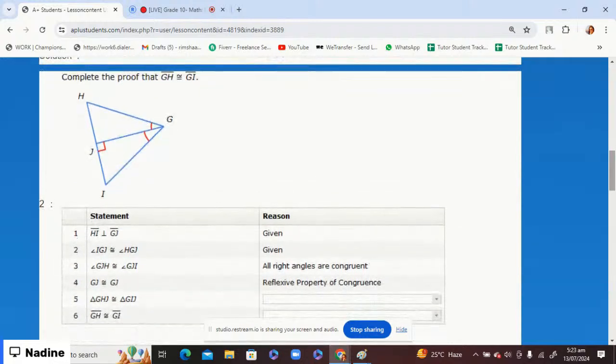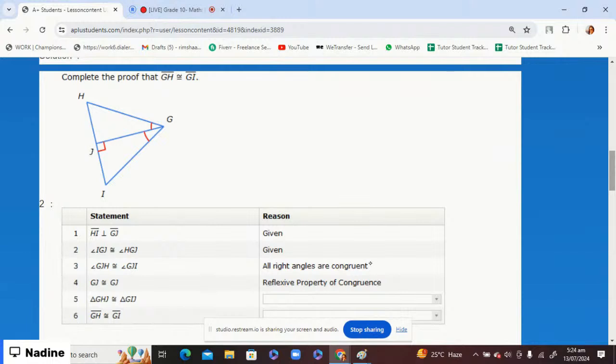Complete the proof that GH is congruent to GI. The first thing given is that HI is perpendicular to GH, which is given. Now they are saying that the angle GJI is the same as the angle GHI, it's also given. Then the third case is given: the angles GJH and GJI are also the same.